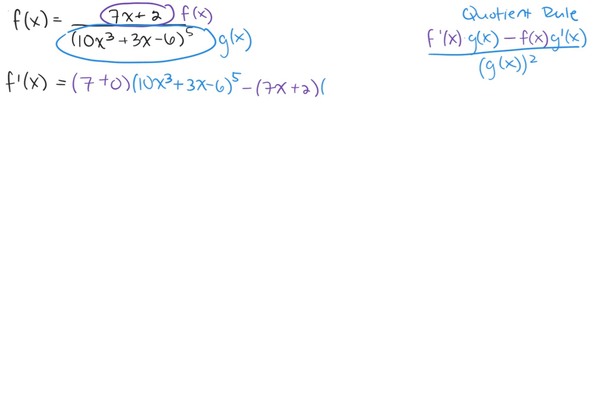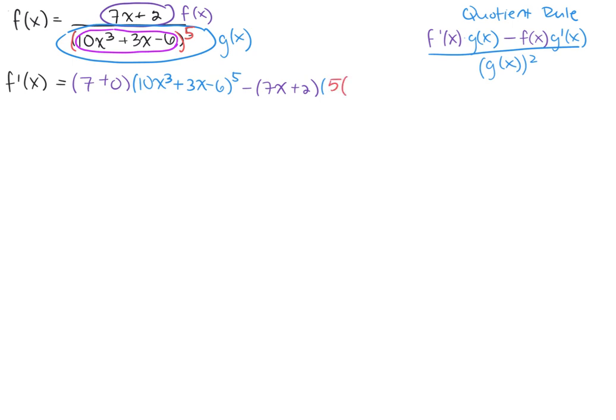Now, when we get ready to take the derivative of the denominator, notice that we're going to have to use the chain rule. So I've got this thing raised to the fifth power, so I'm going to have to use the power rule. And then after I do that, I'm going to have to multiply it by the derivative of the inside part, which is the 10x to the third plus 3x minus 6. So let me go ahead and apply the power rule to take the derivative of the outside part.